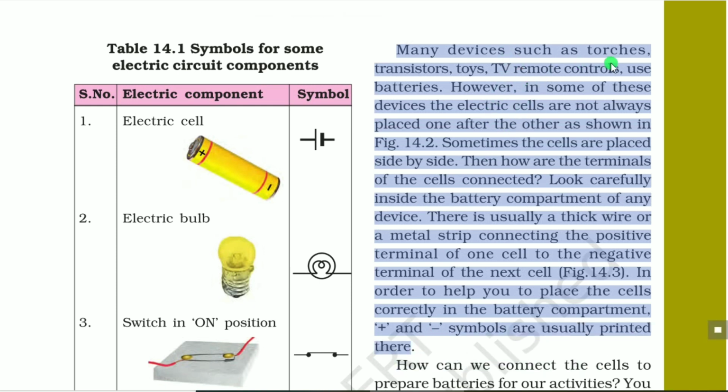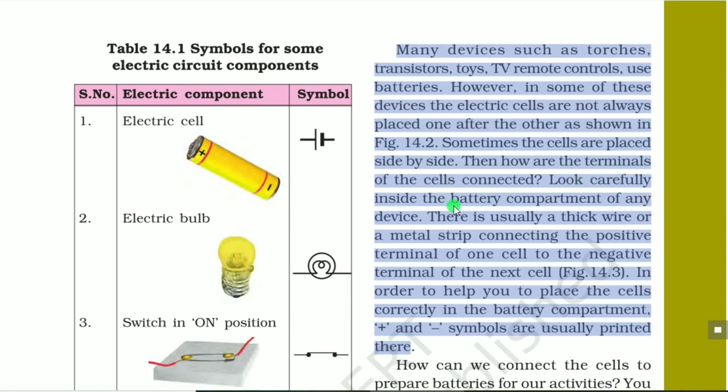Many devices such as torches, transistors, toys, TV remote controls use batteries. However, in some of these devices, the electric cells are not always placed one after the other as shown in Fig. 14.2. Sometimes the cells are placed side by side. Then how are the terminals of the cells connected?